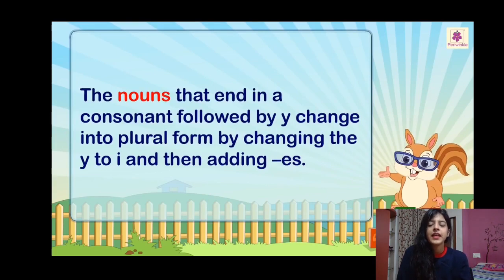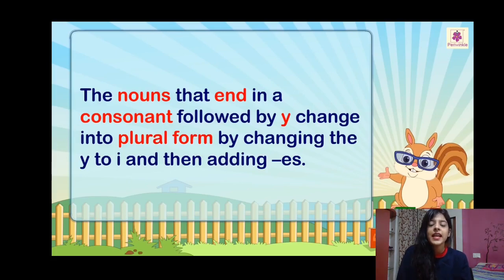The nouns that end in a consonant followed by y change into plural form by changing y into i and then adding es. So what is a consonant? I hope you know vowels. Vowels are A, E, I, O, U. There are 26 letters in the alphabet and we have 5 vowels. So the rest of the letters, which are 21, are called consonants.